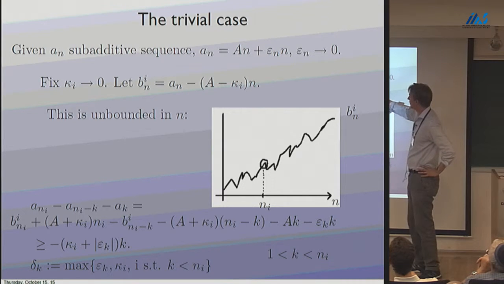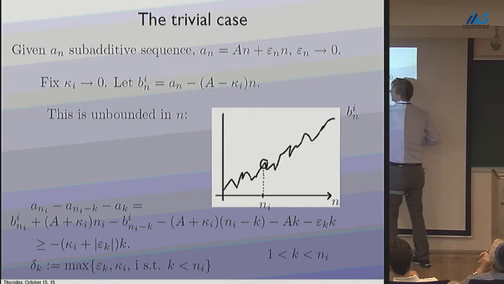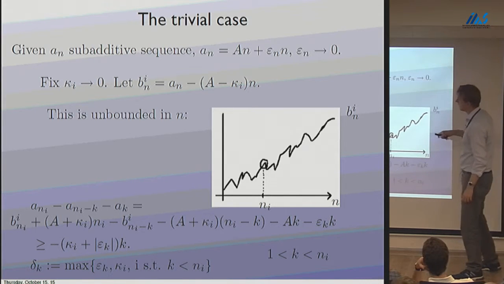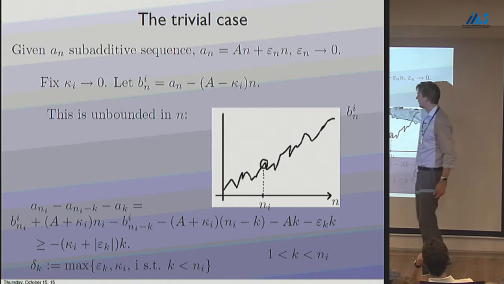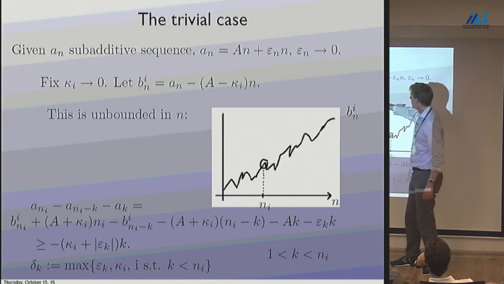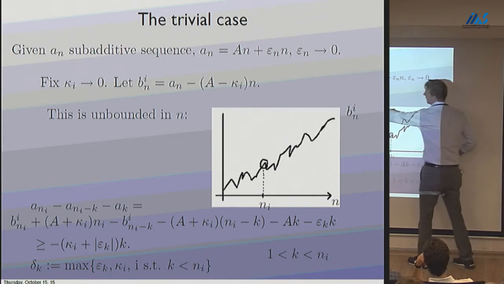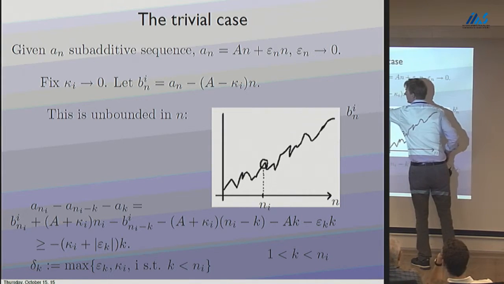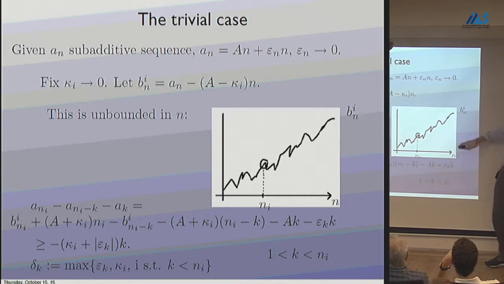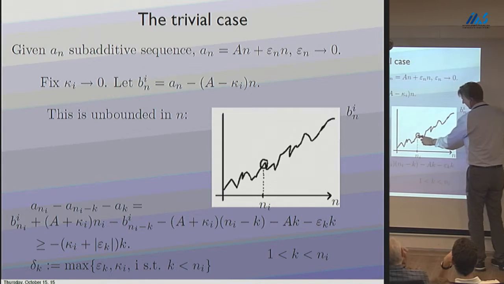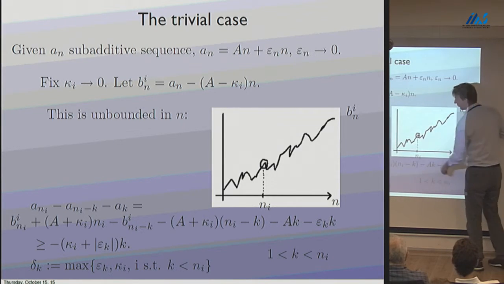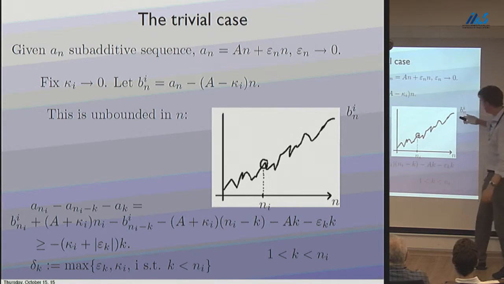So given a subadditive sequence, we write the limit, the averaging limit, and we write this epsilon_n, and epsilon_n tends to zero. Now I fix some kappa going to zero, and I let b_n be a_n minus this. And this makes it so that even if a_n is bounded, this sequence will be unbounded in n because we have subtracted this. But then you pick n_i, eventually tending to infinity, which is bigger than all the previous ones. And so this is a graph of b_n.